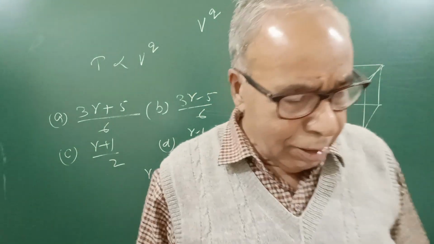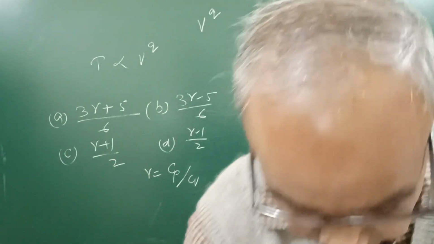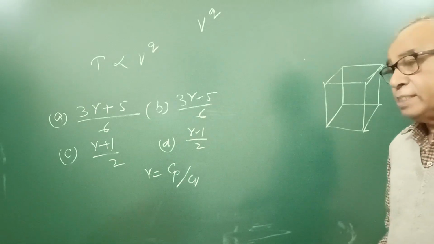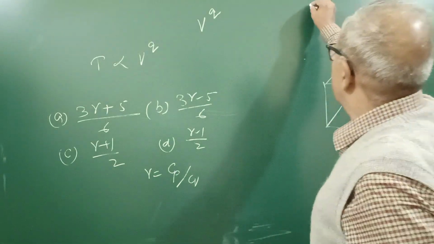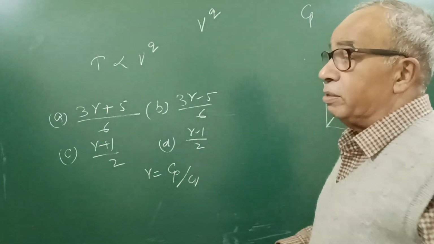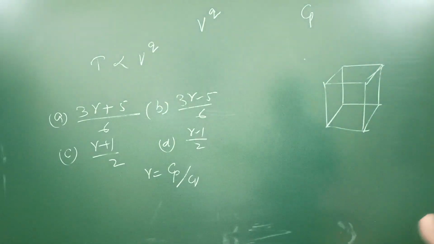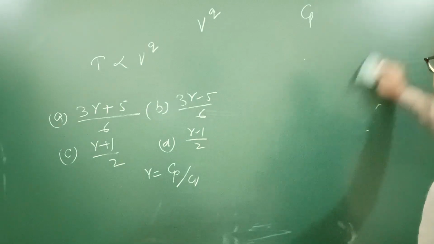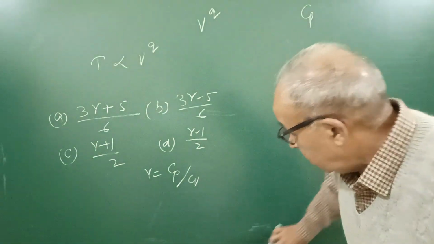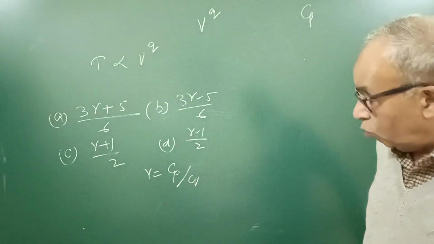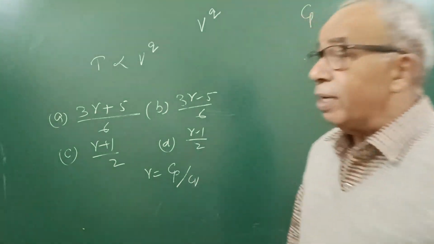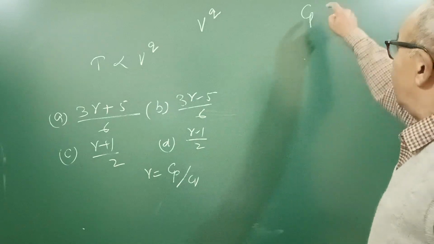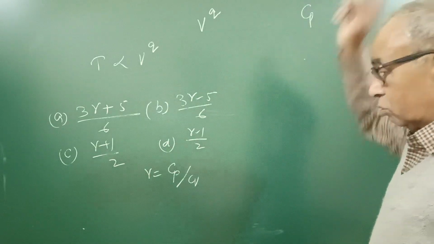In class 11, I keep on teaching students this. When I ask what is Cp, the constant pressure one, what is Cp? If you don't know, please correct yourself. Cp is the molar heat at constant pressure, Cv is the molar heat at constant volume, defined as the heat required to raise the temperature of 1 mole of gas by 1 degree at constant pressure and constant volume respectively.